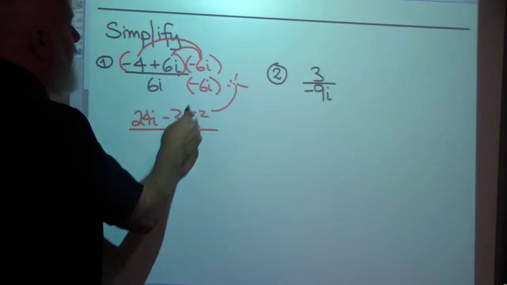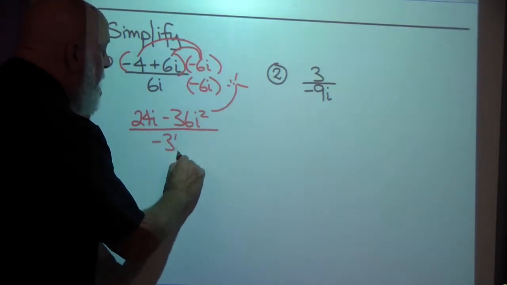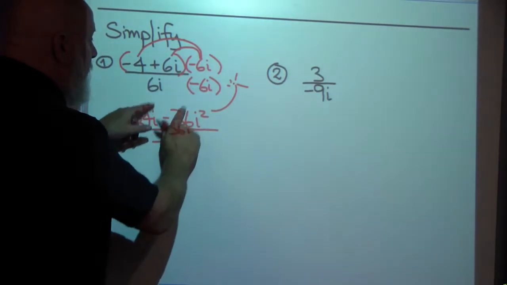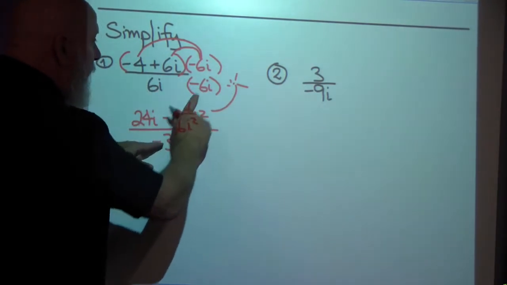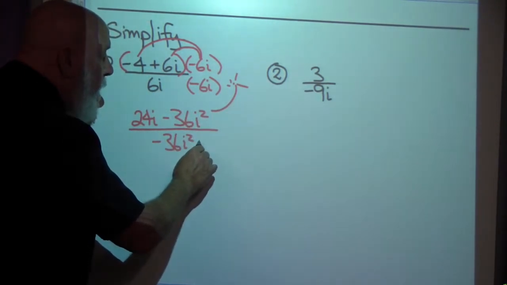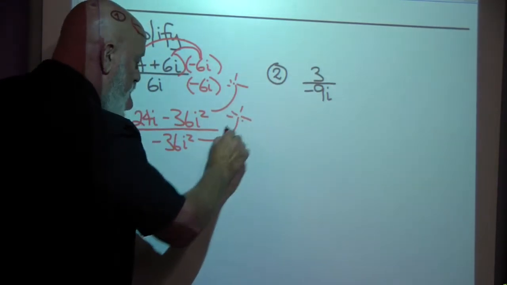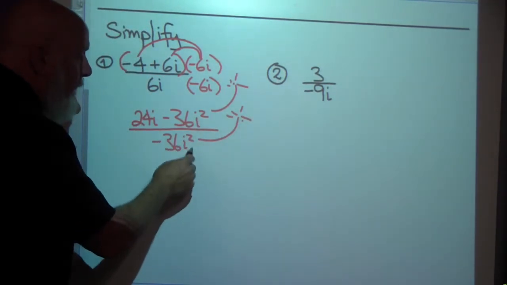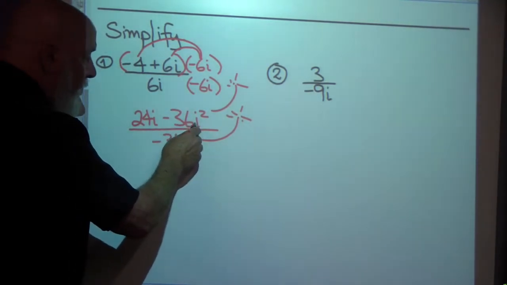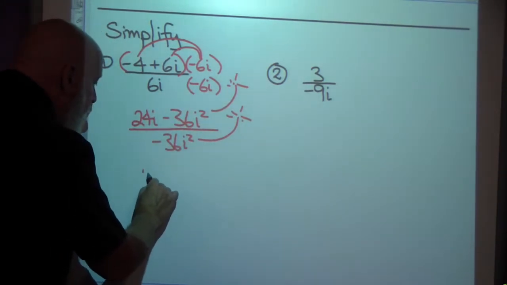And this is 6i times negative 6i. This is negative 36 i squared. 6 times 6 is 36. Negative times positive is negative. i times i is i squared. And this is going to turn into negative 1 also. So I'm going to rewrite this with these two negative 1's being multiplied by the number that's right next to them. i squared is negative 1. i squared is negative 1. I'm going to rewrite this. This will be 24i.